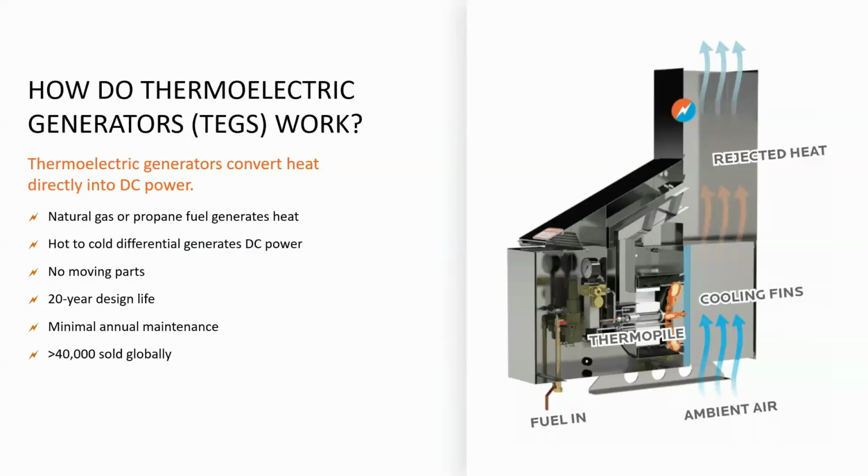So that hot to cold differential generates DC power from 5 watts to 500 watts, depending on the model. As you can see, there's no moving parts. It's just the flame being inside the burner. 20-year design life. We've had units reach up to 30 years in examples in the field. As I said, minimal annual maintenance, just looking at the regulator filters and checking the electrodes and certain components once in a while. And we've had over 40,000 units sold globally.